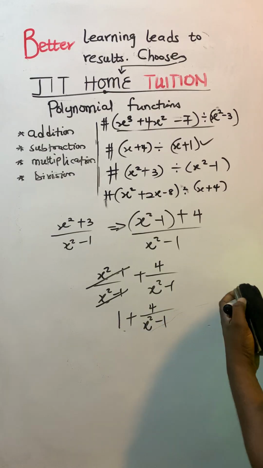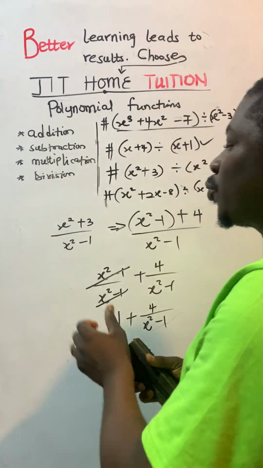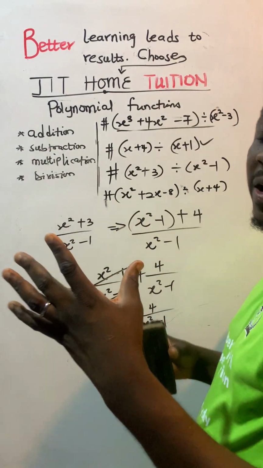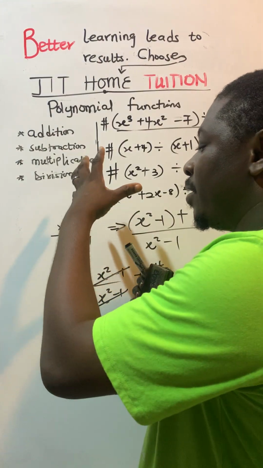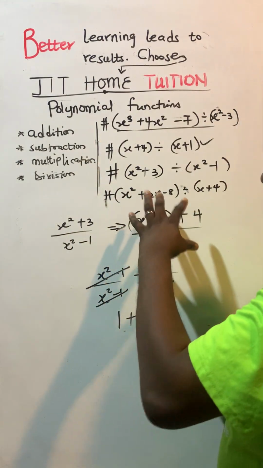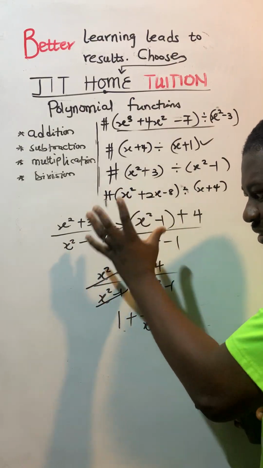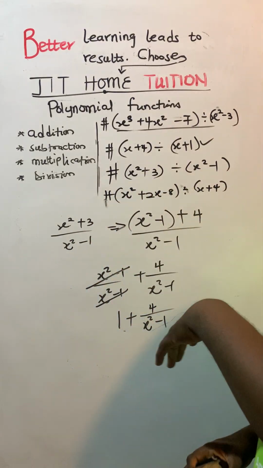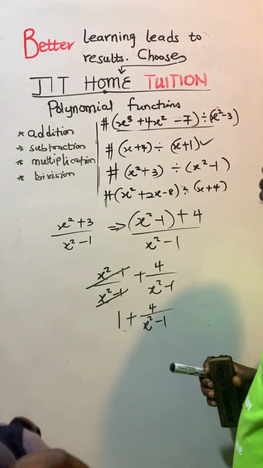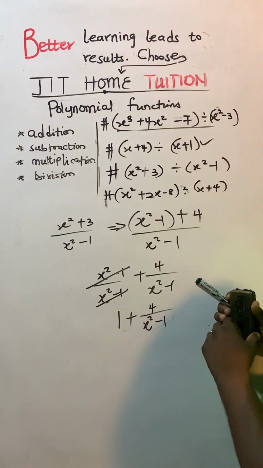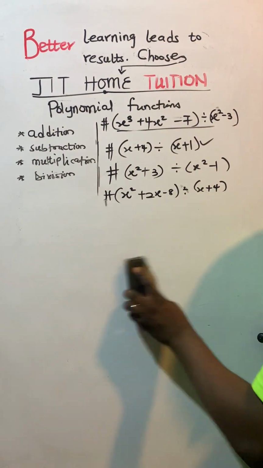So what I'm trying to say is that when you have it this way and the powers are the same, so it is not necessarily an improper fraction, you can apply wisdom and go about it this way without necessarily dividing. Please, I hope you get it. Now let's look at the last one.